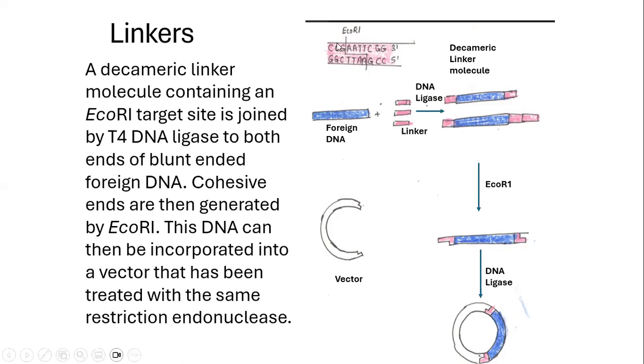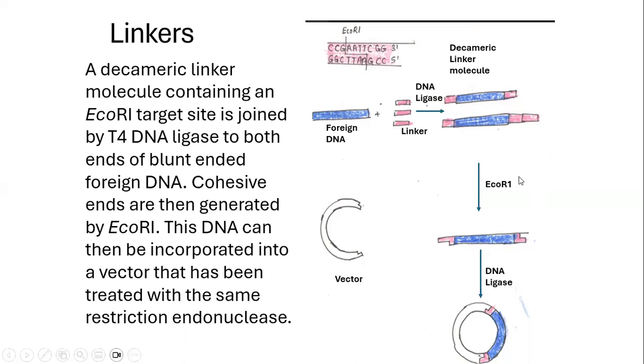So here we have an EcoRI linker molecule containing a 10 base pair sequence with an internal EcoRI target site. During the cloning reaction, we have our foreign DNA molecule that is to be cloned, and we add the linker molecules first to either end of the foreign DNA molecule. For ligating them, we mix the two in the presence of the enzyme DNA ligase, and that will add linkers on either side of your DNA molecule to be cloned.